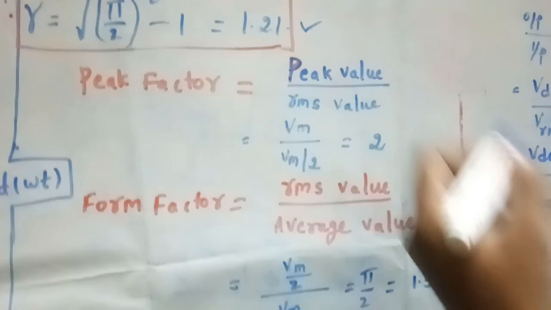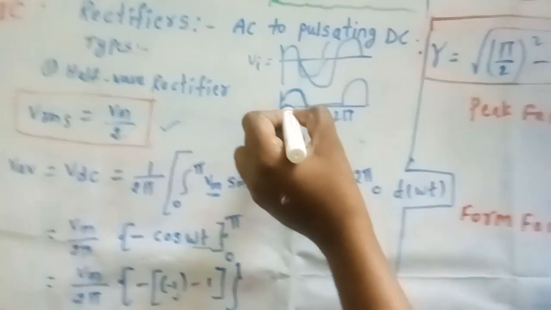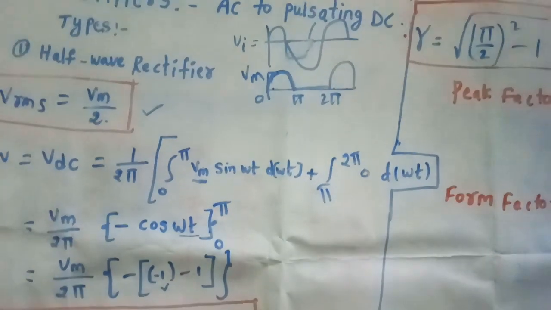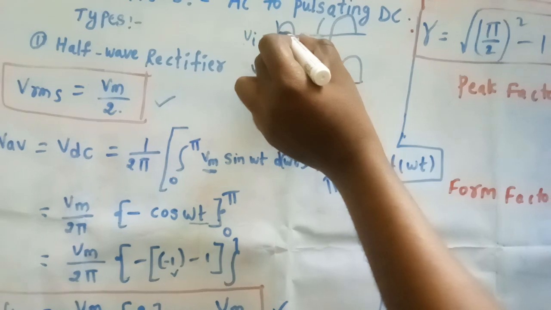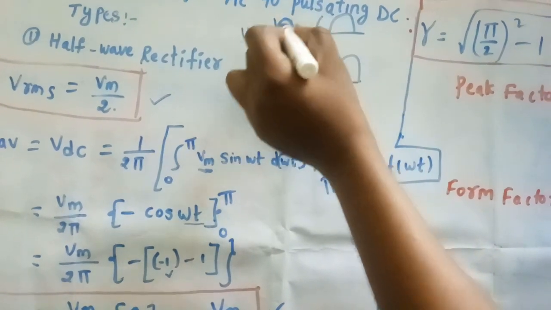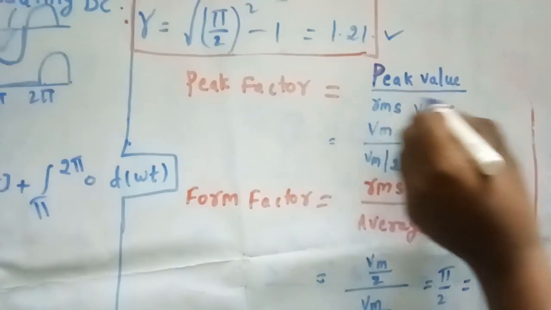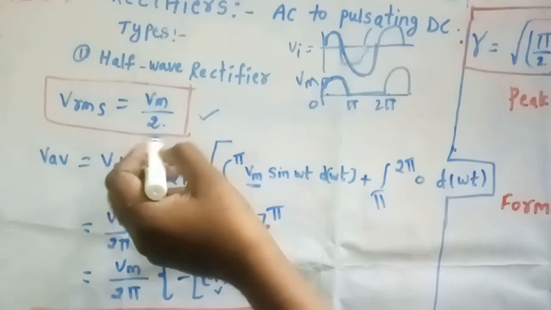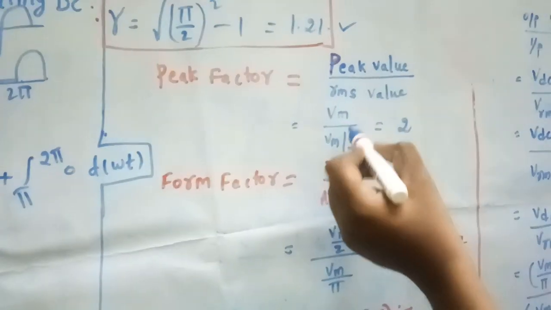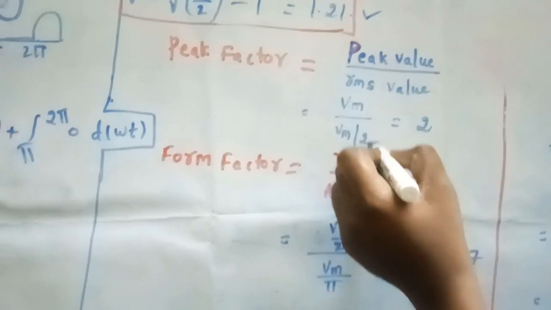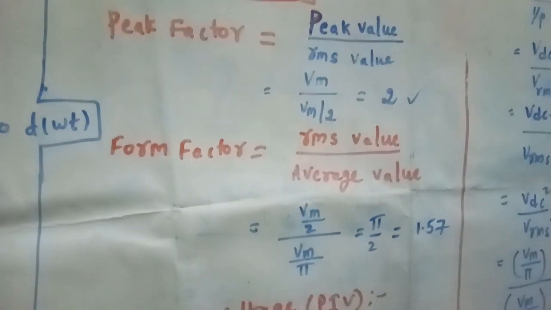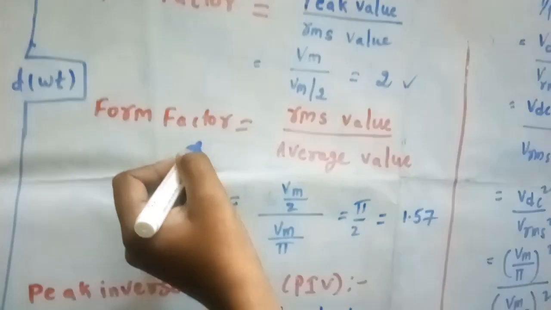What is the peak value? From the waveform we are getting only one peak, that is Vm. In the positive and negative halves together we get only one peak, so the peak value is Vm. What is the RMS value? VRMS is Vm by 2. So Vm gets cancelled, and 1 by 1 by 2 gives 2. Peak factor is 2.